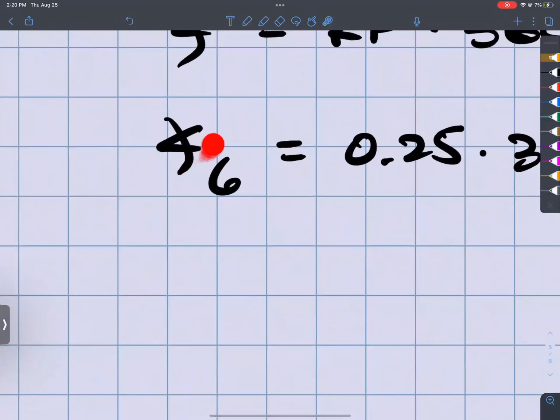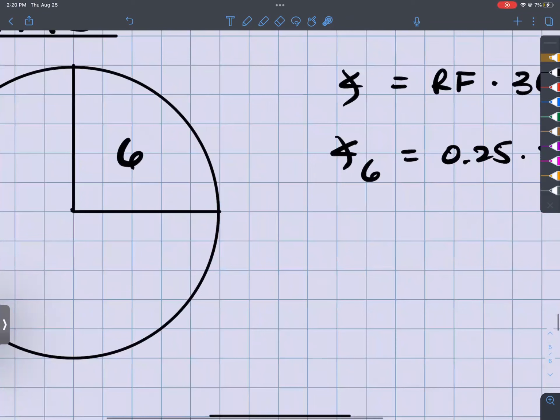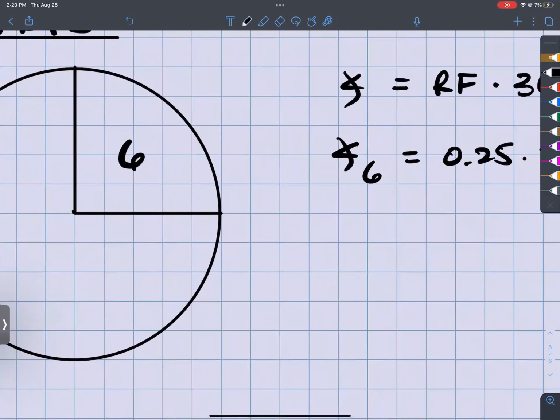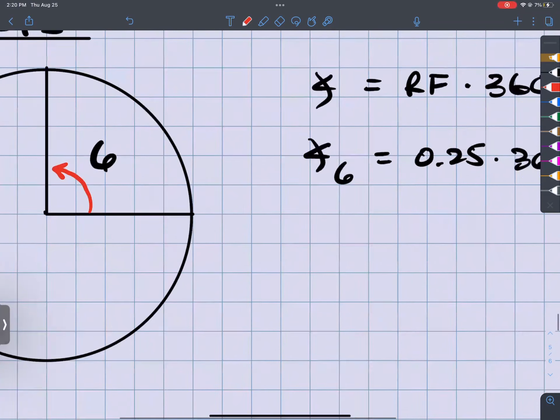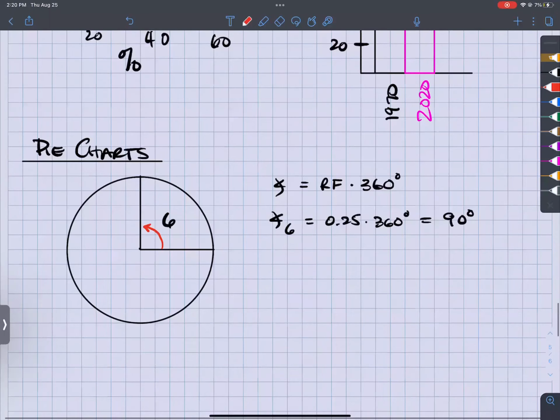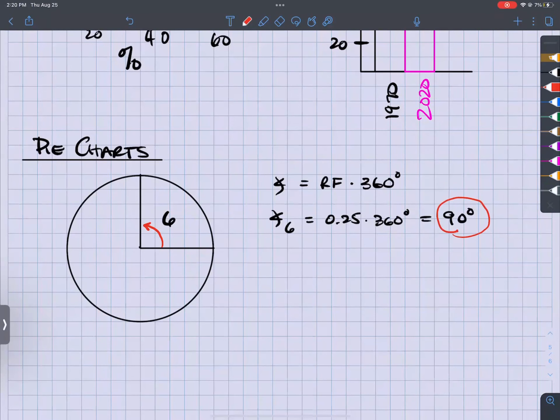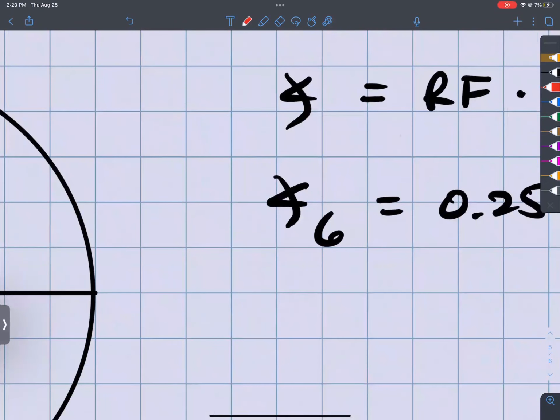This thing right here, this just means angle. So I'm looking for the angle for 6. So the angle here would be this piece right here, right? And that would be my so-called 90 degrees. Yeah, that symbol just means angle. The measure of the angle.